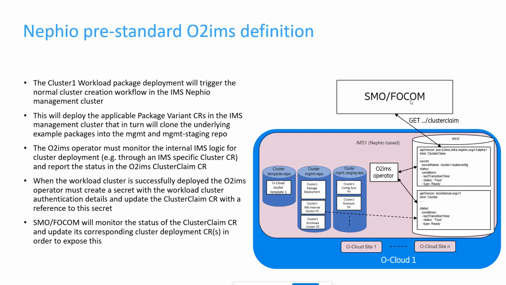From a FOCOM point of view, then we could still monitor the cluster claim, but once that one is true, at that point in time, there should then be a corresponding, we say we have the same API version then, a corresponding O2IMS cluster resource as well. And then FOCOM should rather query that cluster resource. And that's why you're returning the assigned resources, right, from that claim. And then you say, okay, let's go.